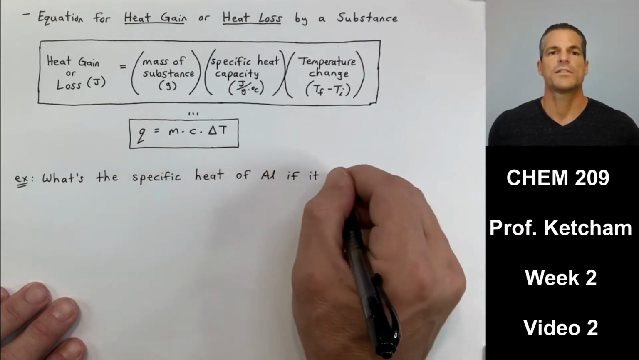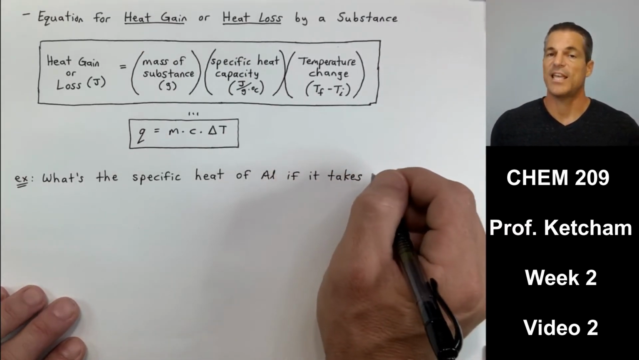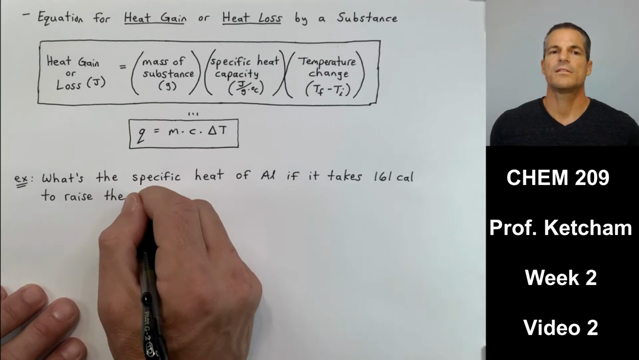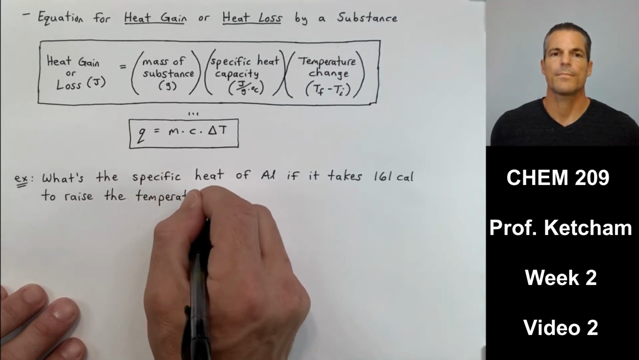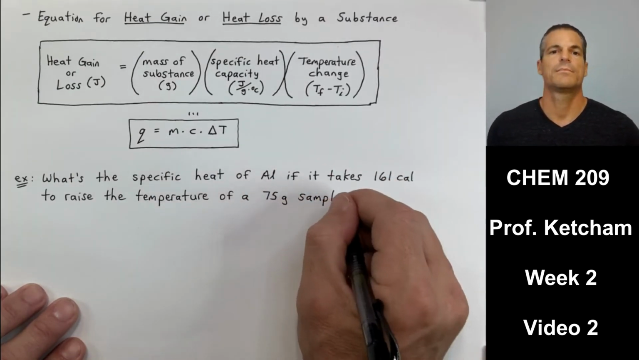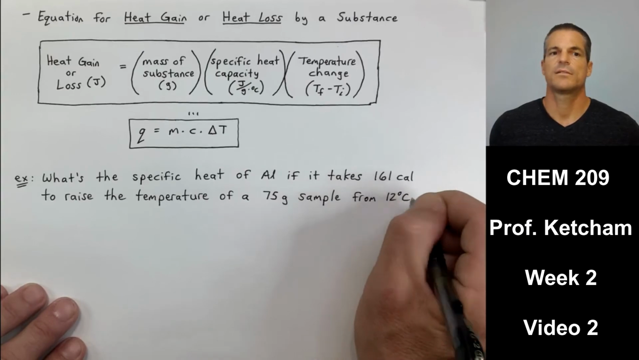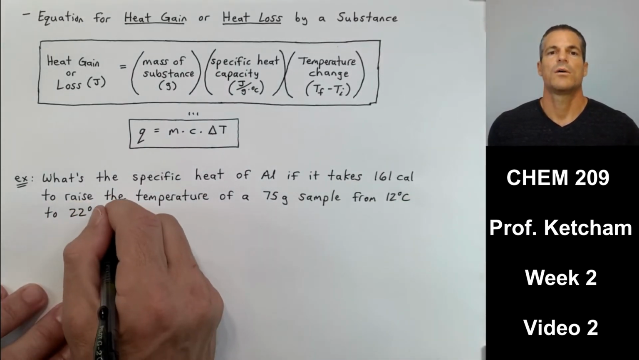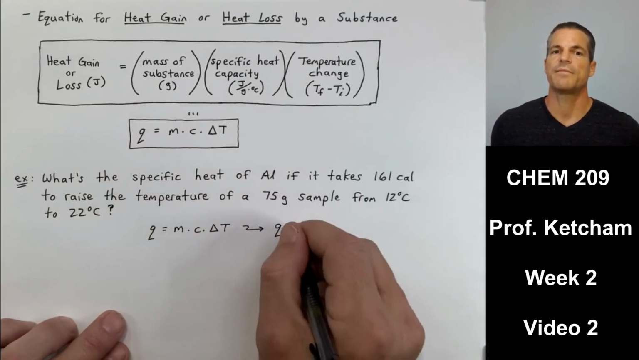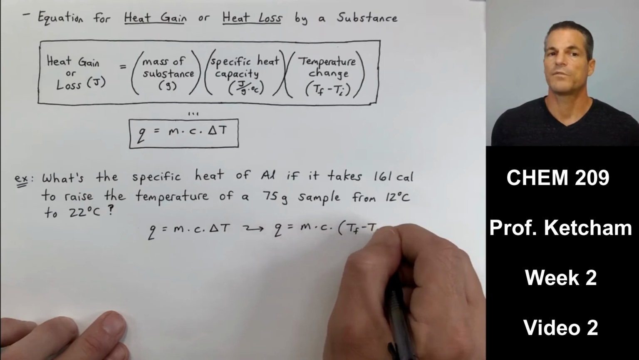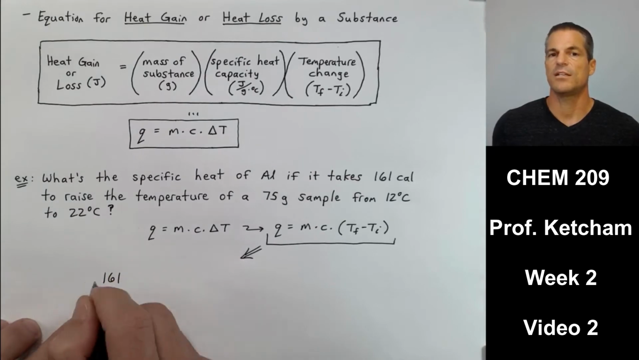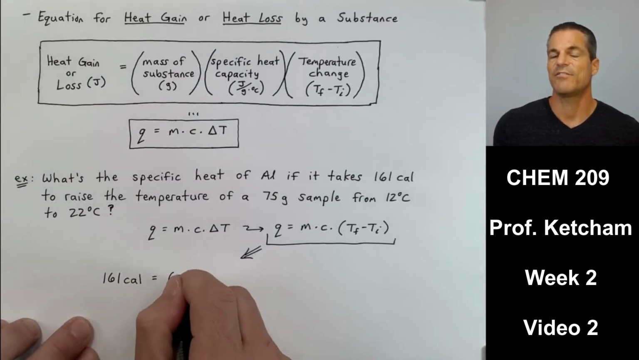This is an example. What's the specific heat of aluminum if it takes 161 calories to raise the temperature of a 75 gram sample of aluminum from 12 degrees Celsius to 22 degrees Celsius? So we have 161 calories is required to raise the temperature of a 75 gram sample from 12 degrees to 22. So Q equals MCAT. Q equals MC delta T.